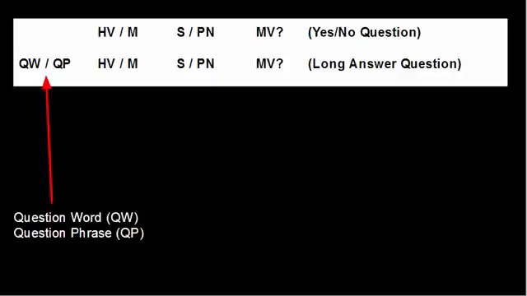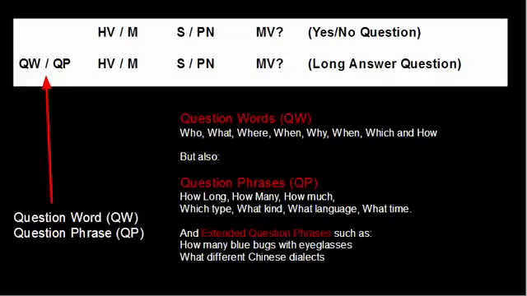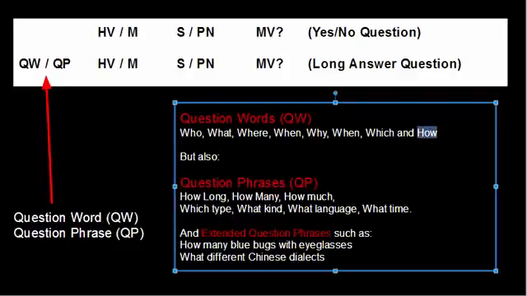However, what I want to talk about now is the question word or question phrase. Some question words, as you probably know, are who, what, where, when, why, which. But let's not forget how, an H word. And we have some phrases too, and how plays a big part. How long, how many, how much. And we also can do it with other WH question words like which type, what kind, what language, what time. Those are question phrases, and they go before the helping verb. Then we have some extended question phrases such as how many blue bugs with eyeglasses do you see? What different Chinese dialects do you speak? So we can put a very long phrase before our helping verb in a long answer question.